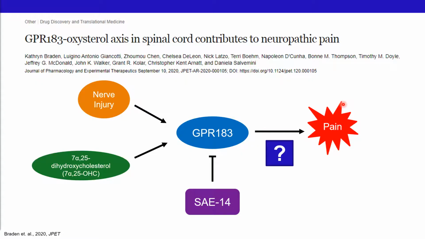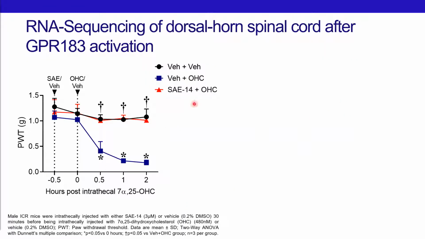So to investigate these mechanisms, we repeated our previous experiment using SA14 given intrathecally to mice or its vehicle at 30 minutes prior to the oxysterol or its vehicle. And as you can see, the oxysterol produces this hypersensitivity, or decrease in the paw withdrawal threshold, which SA14 is able to block. To look at the mechanism for how this is happening, we took the dorsal horn spinal cord at 2 hours post-injection and ran RNA sequencing to determine what pathways were differentially regulated by GPR183 activation or inhibition.